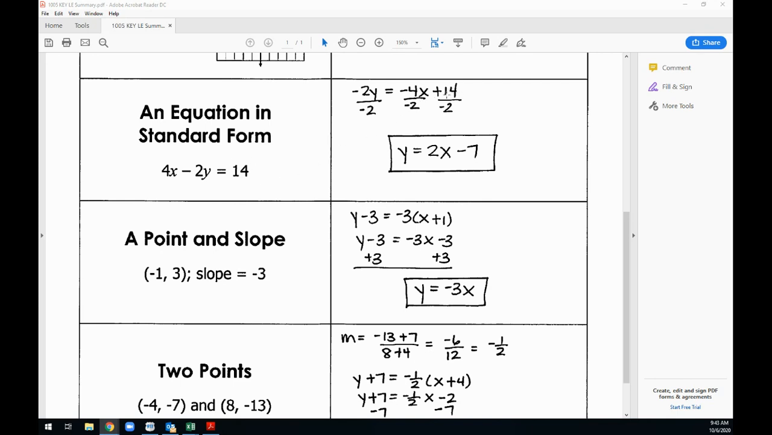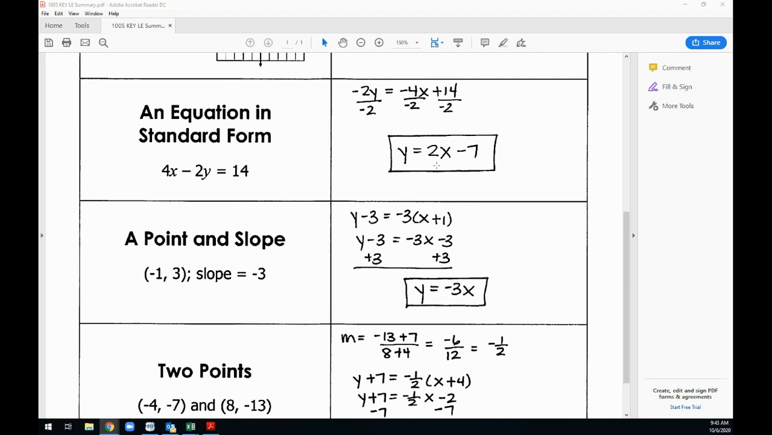This was a positive 14. And remember, we subtracted the 4x's from both sides. So -2y equals -4x plus 14. And then y is being multiplied by -2, so we divide both sides by -2. And we get y equals 2x minus 7.